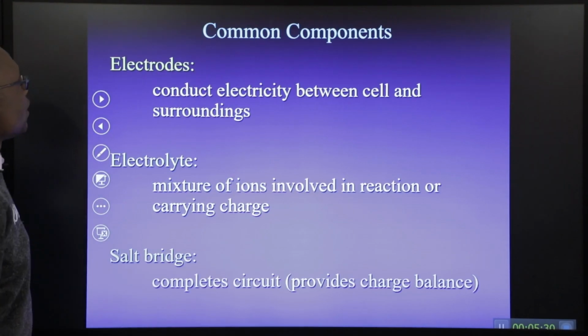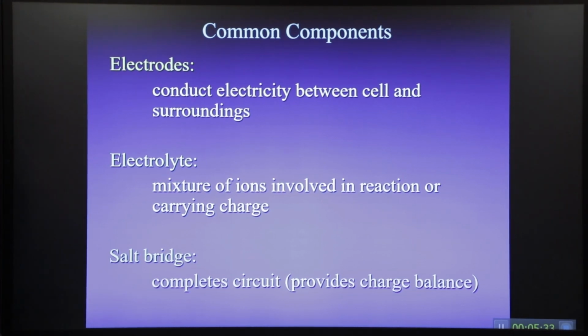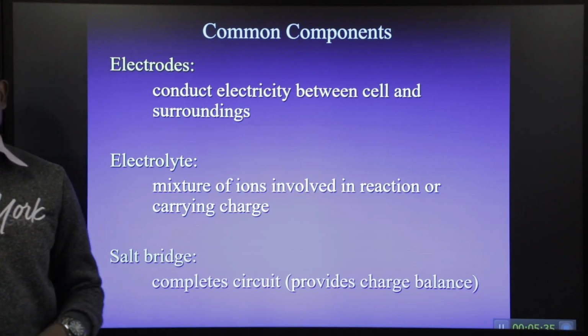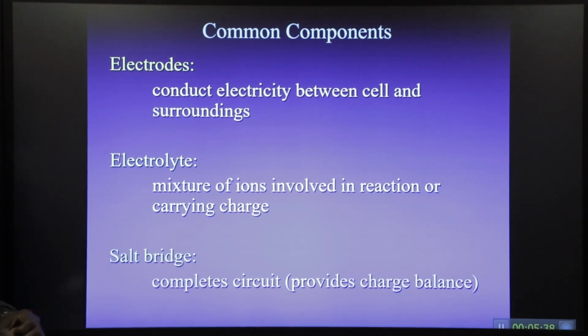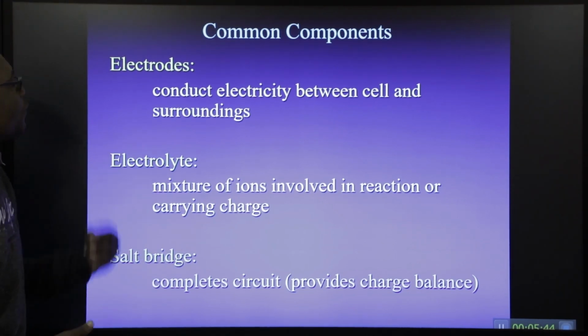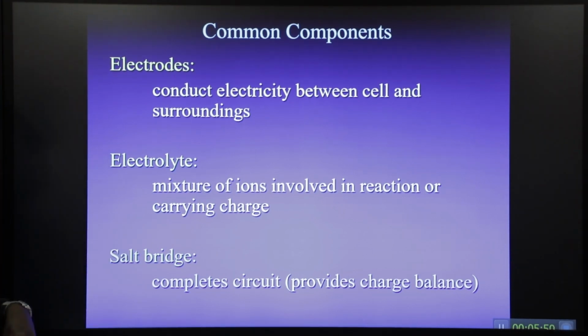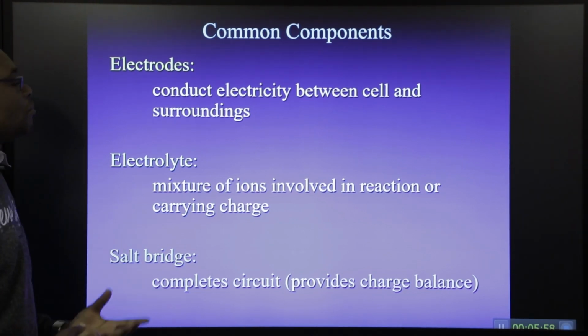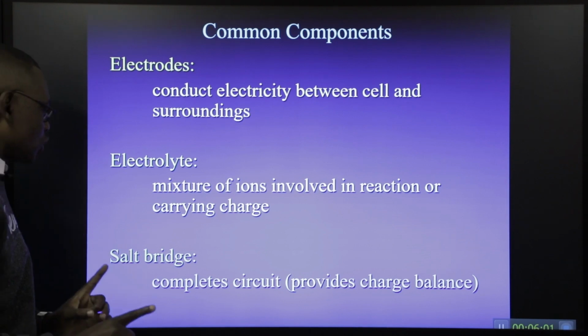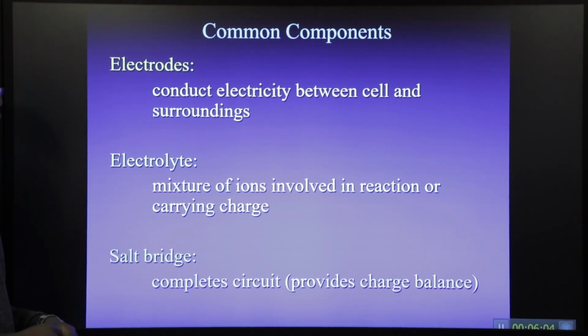We are saying in both the electrochemical and the galvanic cells, there are common components that are uniform. Like for example, the electrodes. In both cells, we need electrodes, and those electrodes conduct electricity between the cell and the surroundings. And then we have an electrolyte, which is a mixture of ions involved in reaction or carrying charge. And there is a salt bridge, which completes the circuit and provides a charge balance.